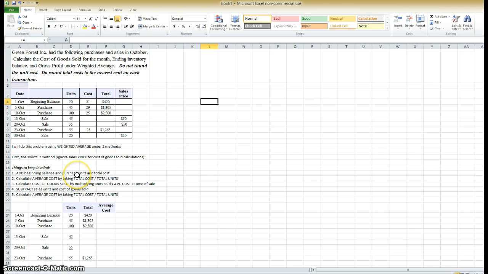Okay, so first of all, I'm going to do this in two methods. The first method will be the shortcut method. The things to keep in mind is we need to add beginning balance, purchase units, and total cost. We're going to calculate the average cost by taking the total cost divided by total units. So for our first example, we have a beginning balance, we have two purchases. We're just going to add those together, and we're going to get a subtotal.